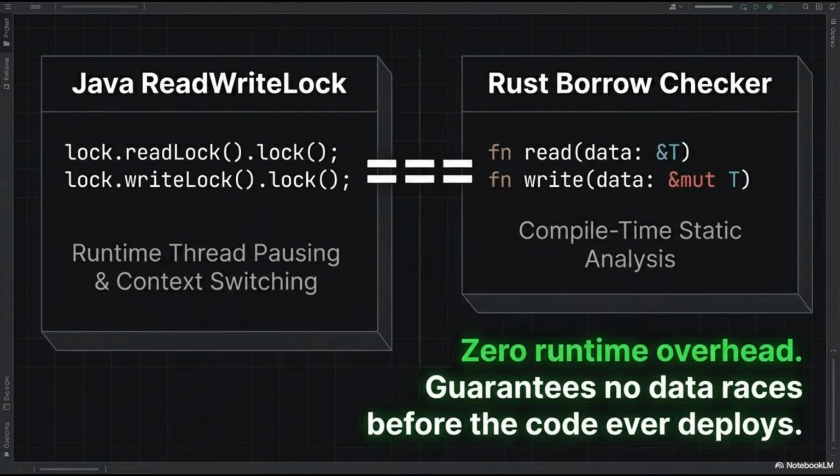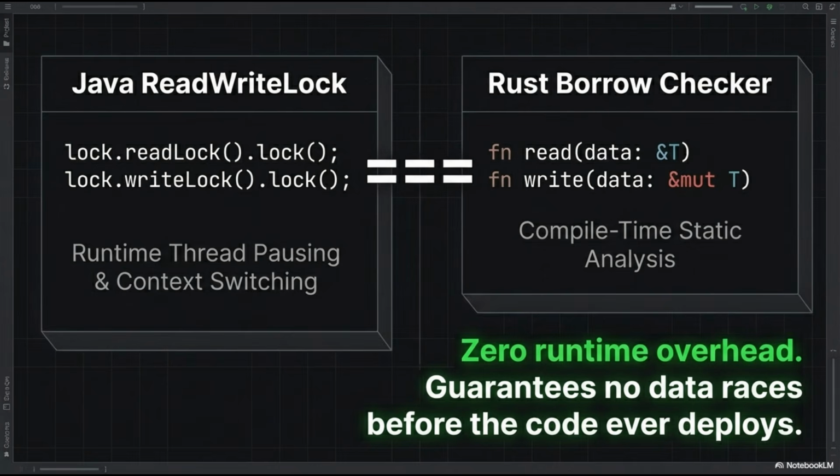Think about the performance implications of that. In Java or Python, managing that lock requires constant runtime overhead. Threads are pausing, checking lock states in memory, potentially context switching. It's expensive. Very. Rust achieves this exact same logical safety with zero runtime cost. It guarantees before your code ever even deploys that you will never have a data race.